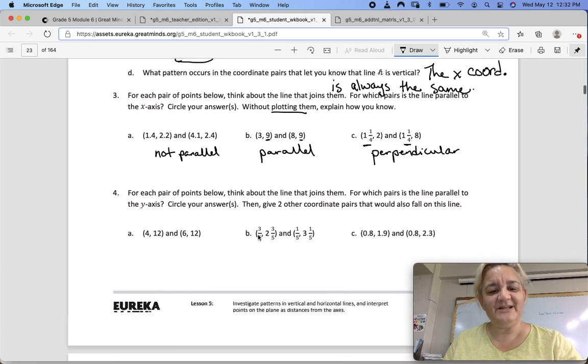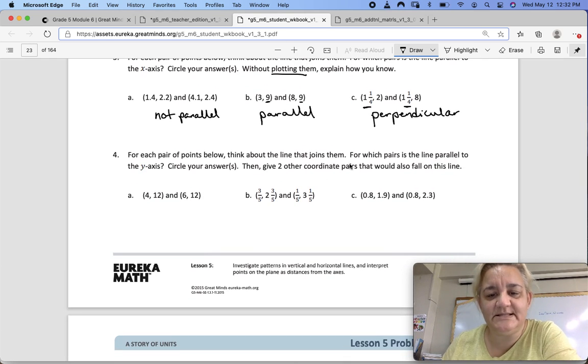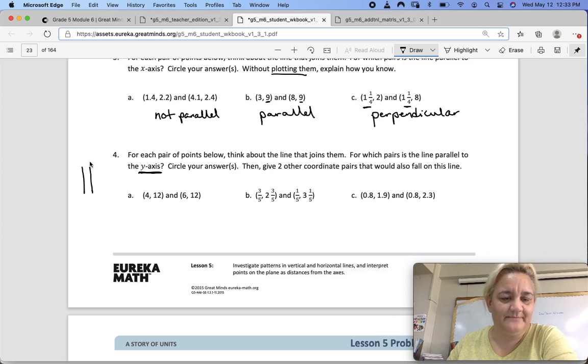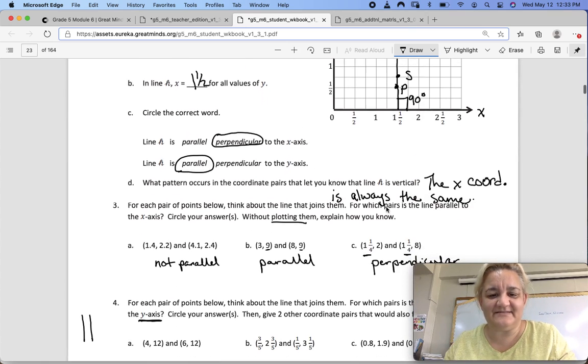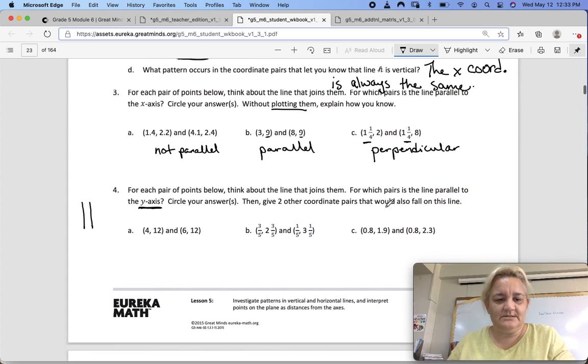Okay. For each pair of points below, think about the line that joins them. For which pairs is the line parallel to the y-axis? Parallel to the y-axis means it goes up and down, right? Circle your answers. Now, what did we just say about numbers along this line? They have to have the same x value. So 4 and 6, no. 12 and 12, yes, but that means that they run this way. So this is actually perpendicular.